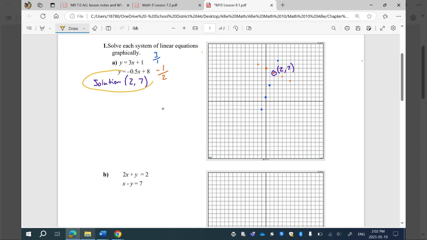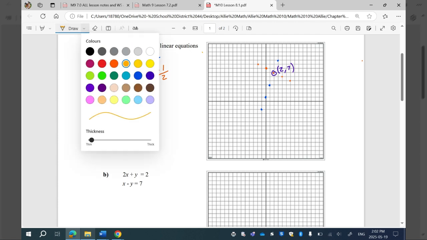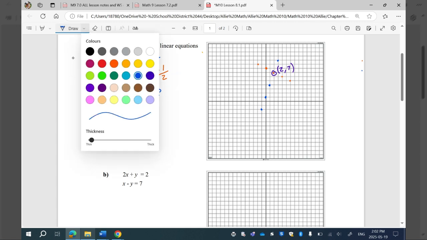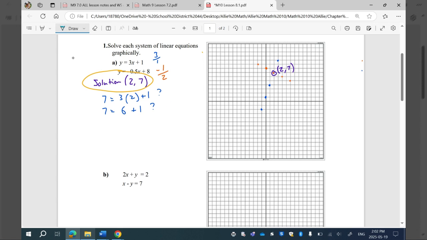And then I'll show you what this means. This means that if we input 2 and 7 into each of our equations, that our equation will be true. So is it true that for our first equation, 7 equals 3 times 2 plus 1? Is it true that 7 equals 6 plus 1? And I would say, yes, it is true that 7 equals 6 plus 1. So it's true for one of our equations. And now we want to see, is it true for the other one? And that will make that a solution for both of them.